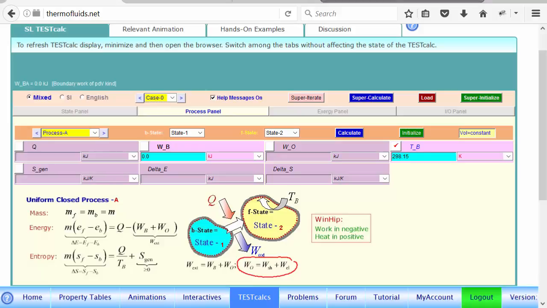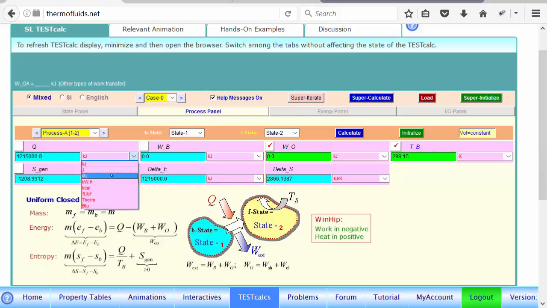So in this particular case, we simply set the other kind of work to be 0, and you can see that we verify the amount of Q we calculated in million joules. You can see it is exactly 1215 million joules. But look at the entropy generated. It's negative, a huge negative amount. That means this is impossible. Something is wrong in the problem.